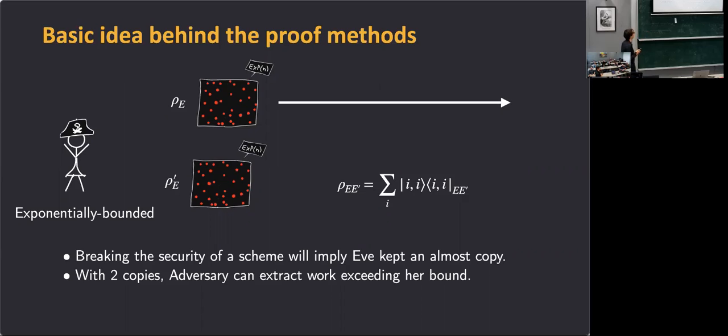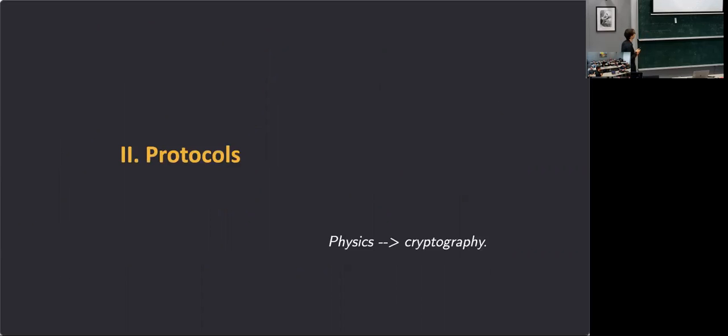Let's see more how this works. So I don't know how much time. So I'm about halfway. So you assume Eve is bounded in that sense. Sorry? So you assume Eve is bounded in work. Yeah. It's bounded, but exponentially bounded compared to honest players that are linearly bounded.